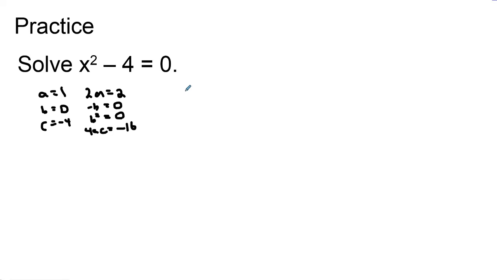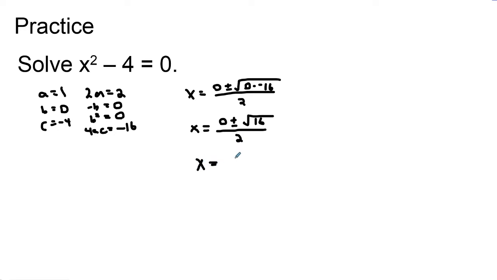So let's fill out our quadratic formula. x is equal to 0 plus or minus the square root of 0 take away negative 16, over 2. So I'm going to simplify what's underneath that square root symbol. That would be 0 take away negative 16, so that is 16 over 2. So x is going to equal 0 plus or minus 4 over 2. So it's going to split into those two options.